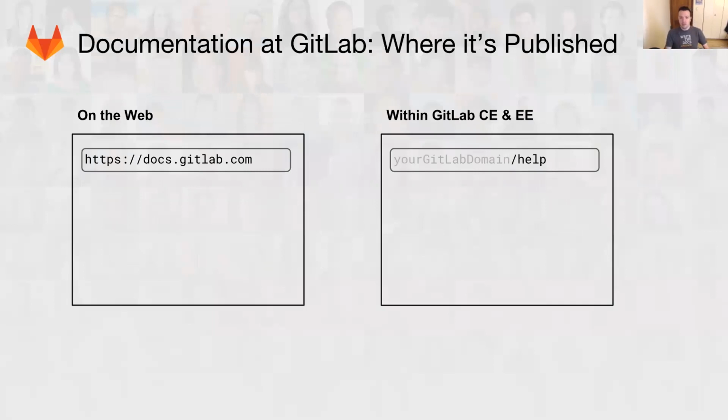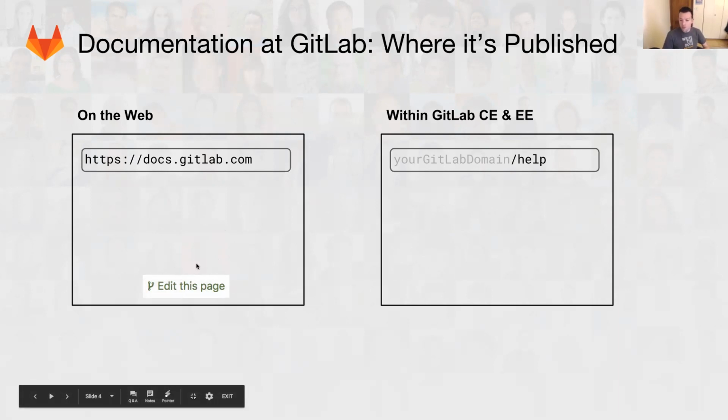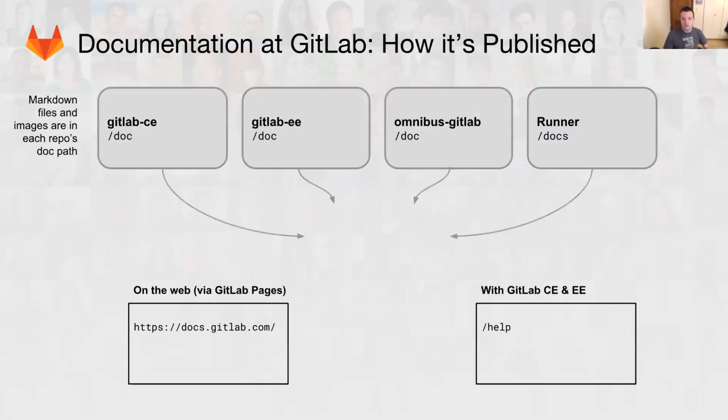So firstly, where it's published, we have our docs site on the web at docs.gitlab.com. And we also publish our Community Edition and Enterprise Edition versions of the docs respectively within GitLab itself, so that when you're on your own domain in GitLab, you can view the docs at /help. And then here, at the bottom of every docs page, we have an edit this page link, and that's going to be the simplest way to make a small edit and affix to the docs.